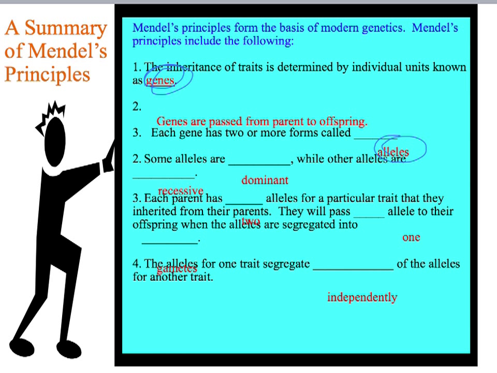That should be up in the blank. Some alleles are dominant, while other alleles are recessive. Each parent has 2 alleles for a particular trait that they inherited from their parents. They will pass 1 allele to their offspring when the alleles are segregated into gametes. The alleles for one trait segregate independently of the alleles for another trait.